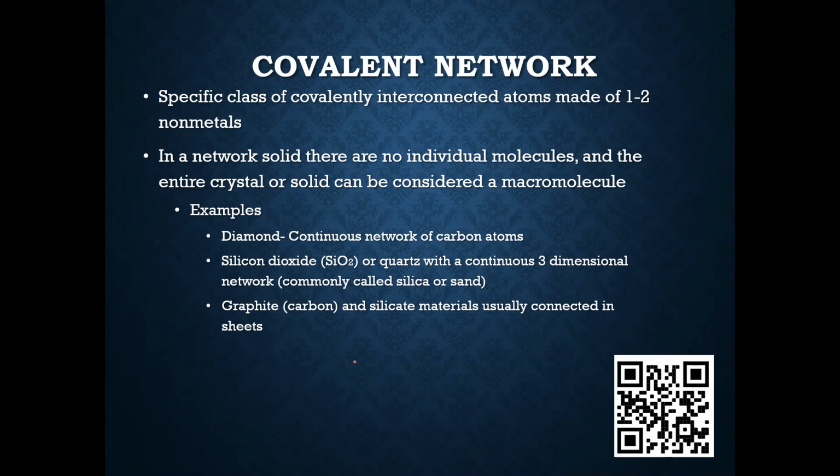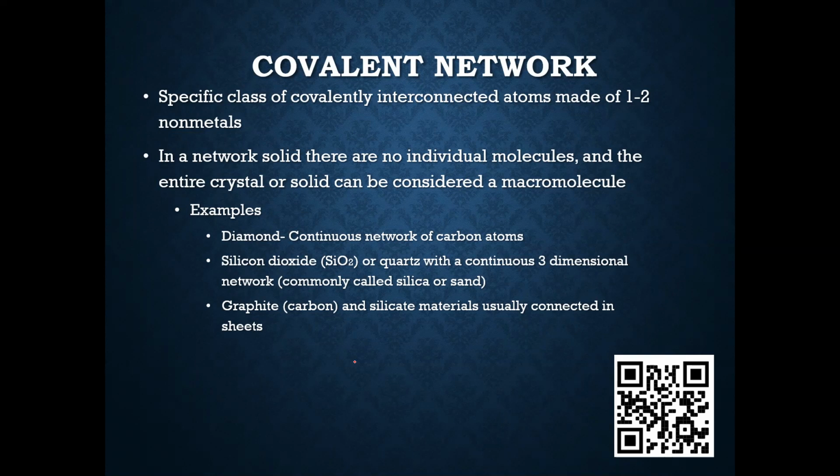Main examples that I will cover will be diamond, silicon dioxide, which is commonly called silica or sand, and graphite. Diamonds and graphite are both carbon compounds, and silicon dioxide is obviously silicon and oxygen. And network covalence can be involving, as you see, only one element or more than one element.